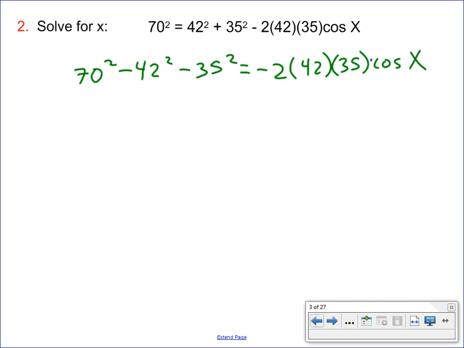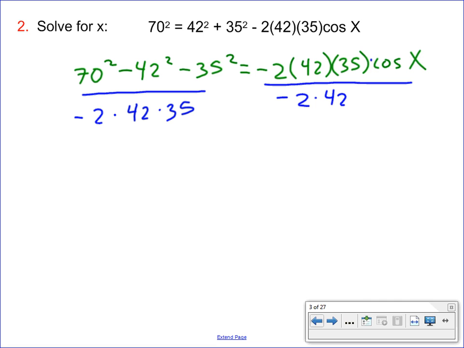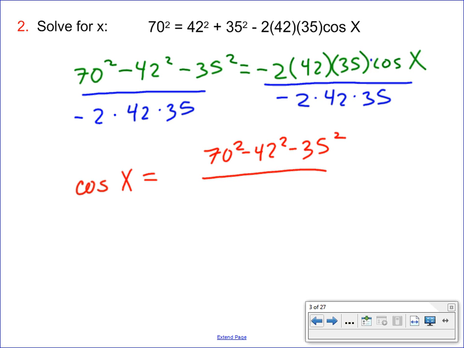It's just I do it that way so that I avoid making a mistake with my order of operations. Next, I went ahead and undid that multiplication. So to undo multiplication, what operation do we use? We use division. That's where we got that mammoth fraction when we used our calculators in class in order to find that missing angle measure. We're going to divide by the opposite of 2 times 42 times 35. And finally we'll get our cosine of x alone. So I'm getting cosine of x equals 70 squared minus 42 squared minus 35 squared all over -2 times 42 times 35.